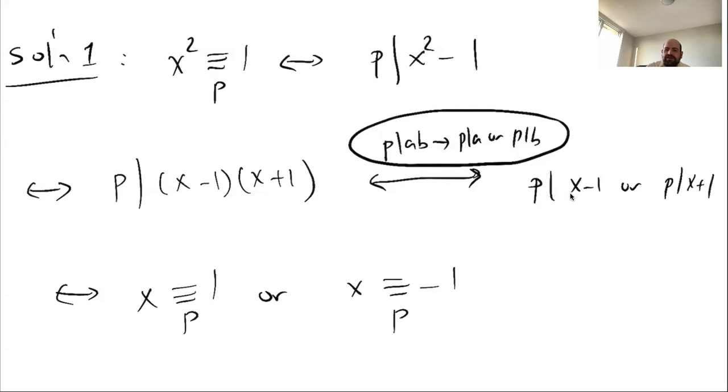And now p divides x minus 1 is the same as saying that x is congruent 1 mod p. And p divides x plus 1 is the same as saying that x is congruent -1 mod p, because the meaning of x congruent 1 mod p is that p divides the difference between x and 1, means p divides x minus 1. And similarly, this is the same as saying that p divides x minus -1, which is the same as saying that p divides x plus 1.